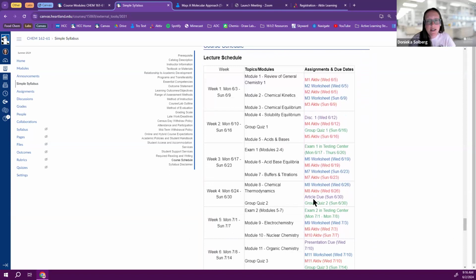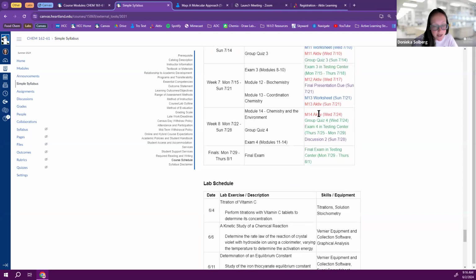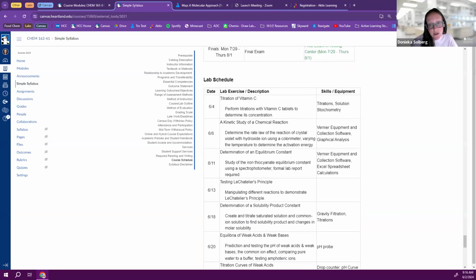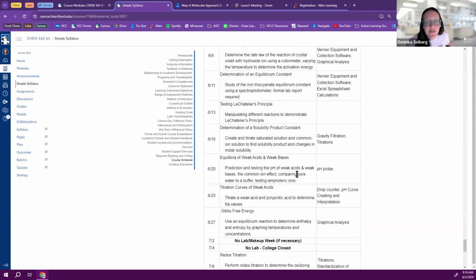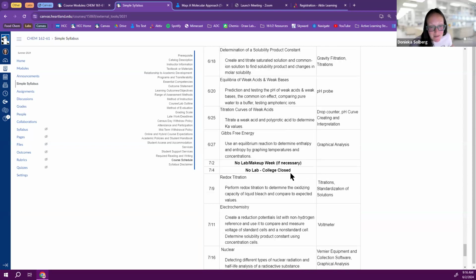This is our schedule. It's exactly the same as the one that I put on that printable one. These are all the things you're going to have to do and turn in. And the lab schedule is also here. The labs should come after the content, so you know what you're doing in lab, okay?